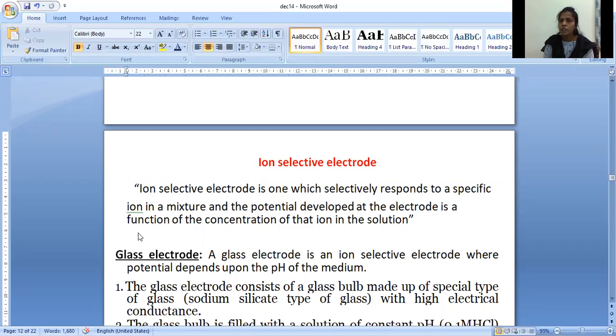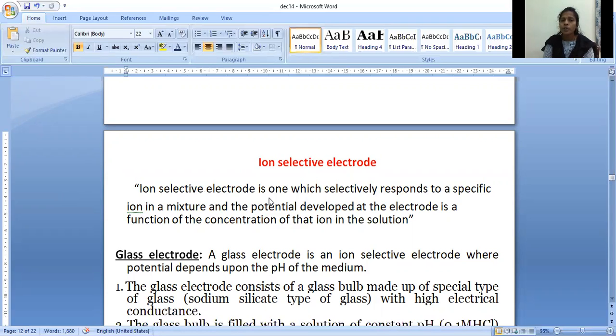For example, let us assume the electrode is responding to the H plus ions, and when we are taking hydrochloric acid, it is not responding to the Cl minus ions. Hydrochloric acid has H plus ions and Cl minus ions. But the particular electrode is able to respond only to the H plus ions but not to the Cl minus ions. So that is what is meant by the ion selective electrode. When those particular ions pass through the membrane or the electrode, a potential develops. So that potential is studied in the ion selective electrode.